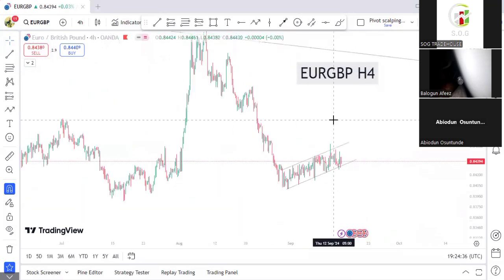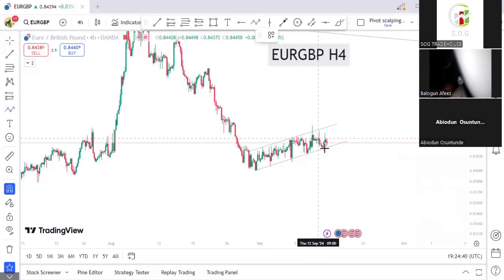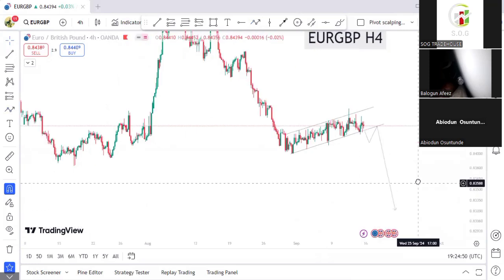So what are we anticipating on Euro GBP? It's a straightforward analysis for those that understand chart pattern. We just wait for the breakout of this chart pattern and the retest, then we'll continue the move to the downside.